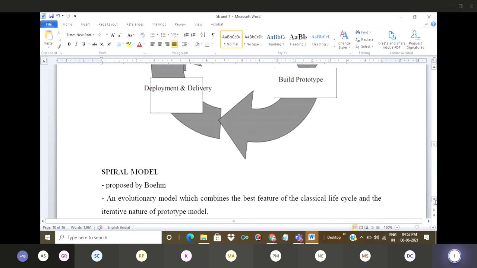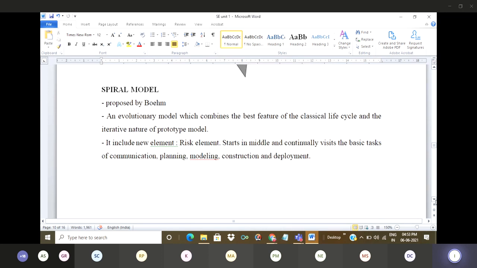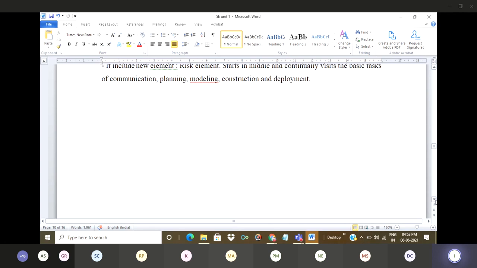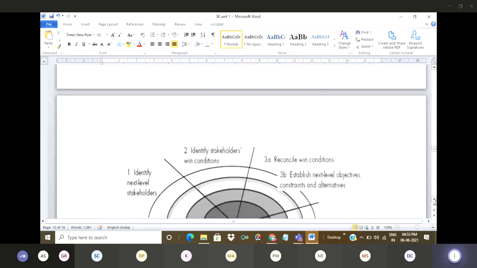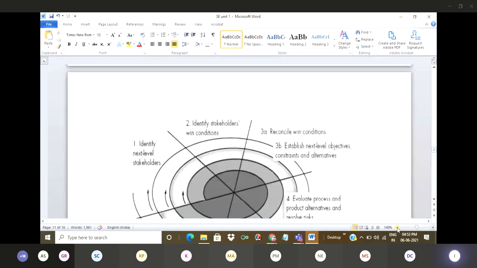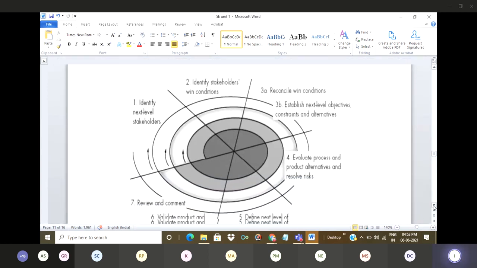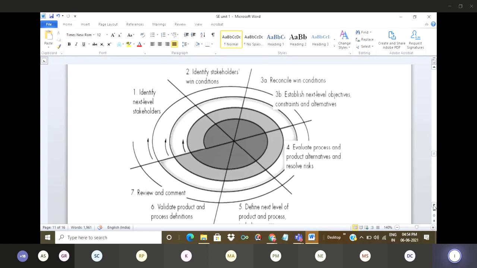The second one is the spiral model. The spiral model was initially proposed by Boehm. It is a combination of the waterfall model and the iterative prototyping model. It includes the following components: communication, planning, modeling, construction, and deployment. So these are the steps of a spiral model.